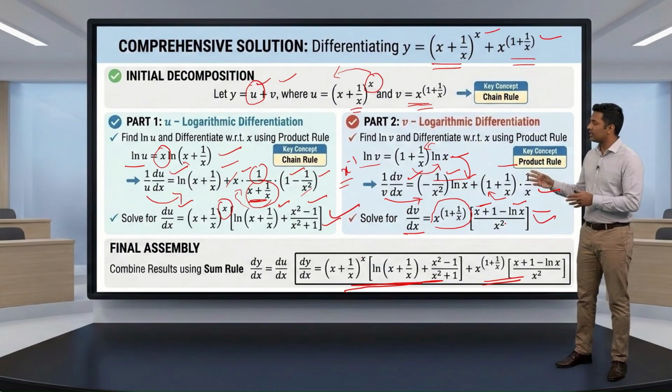Okay. Next, this is the last one. Next we are going to differentiate some more examples on the logarithmic function.